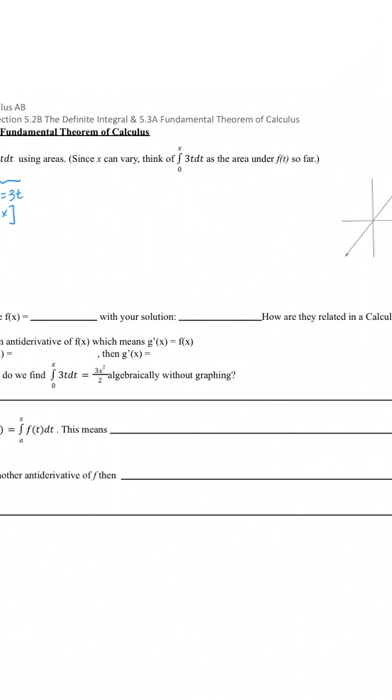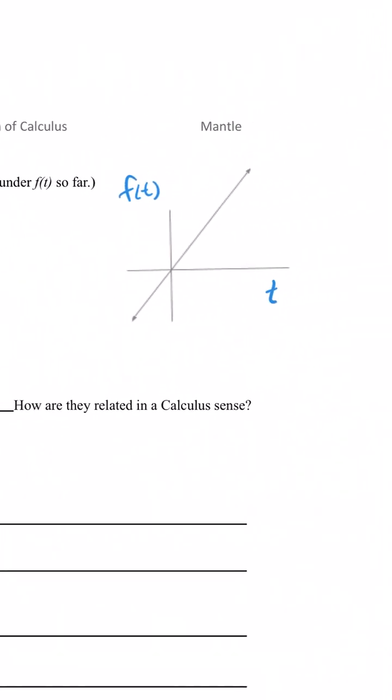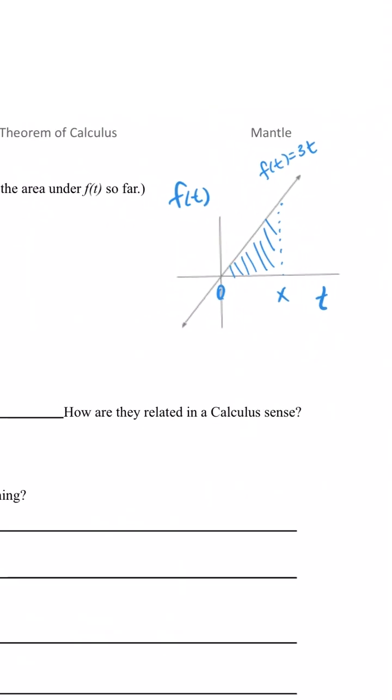So for this function that I have here, if this is t and here's f of t, then I have f of t equal to 3t. It's just a linear function with a y-intercept at 0 and a slope of 3. And I'm starting at 0 and going to x, so that I'm finding this area. But this area can change depending on where x is. Well, this is just a triangle.